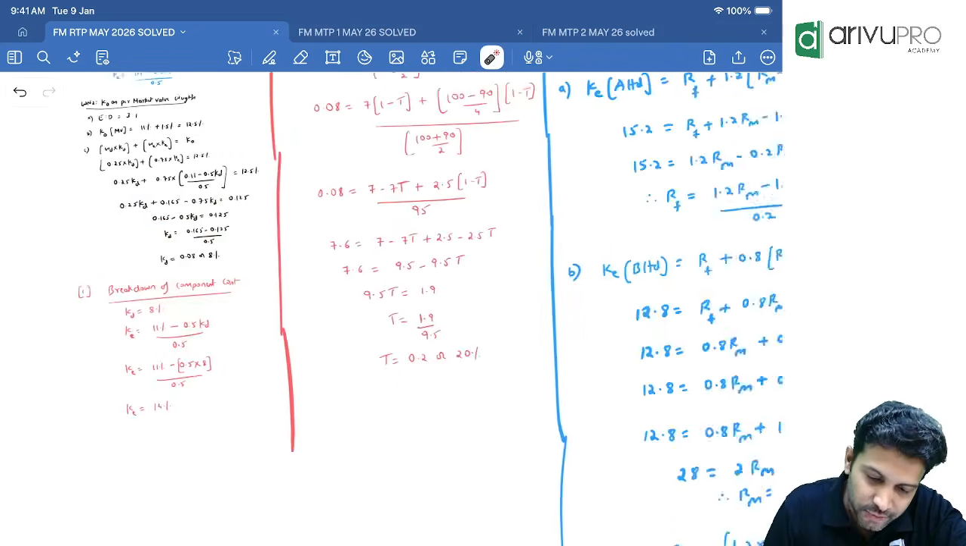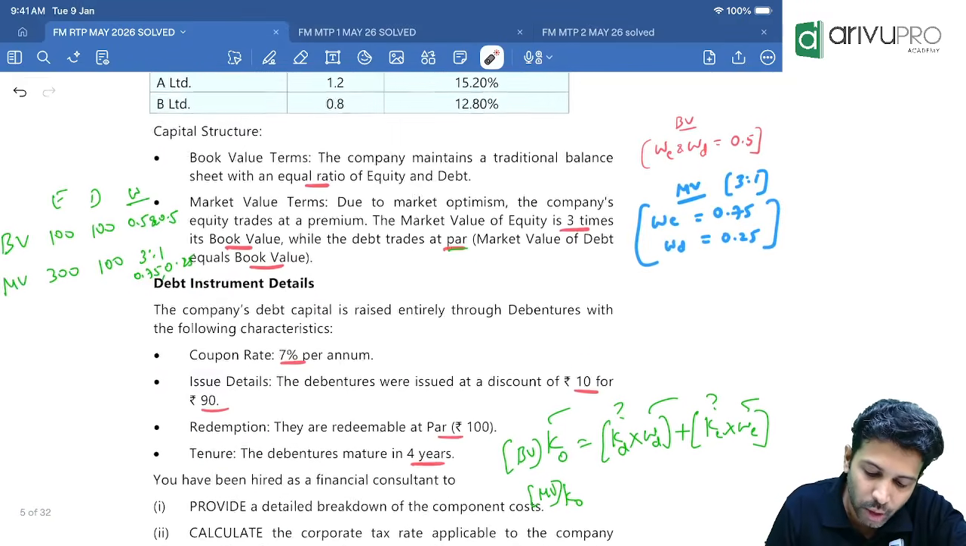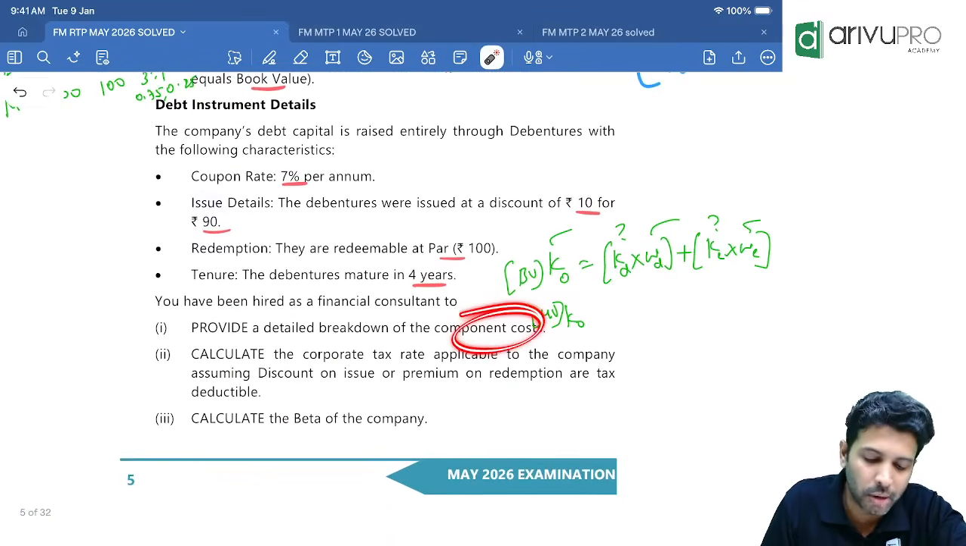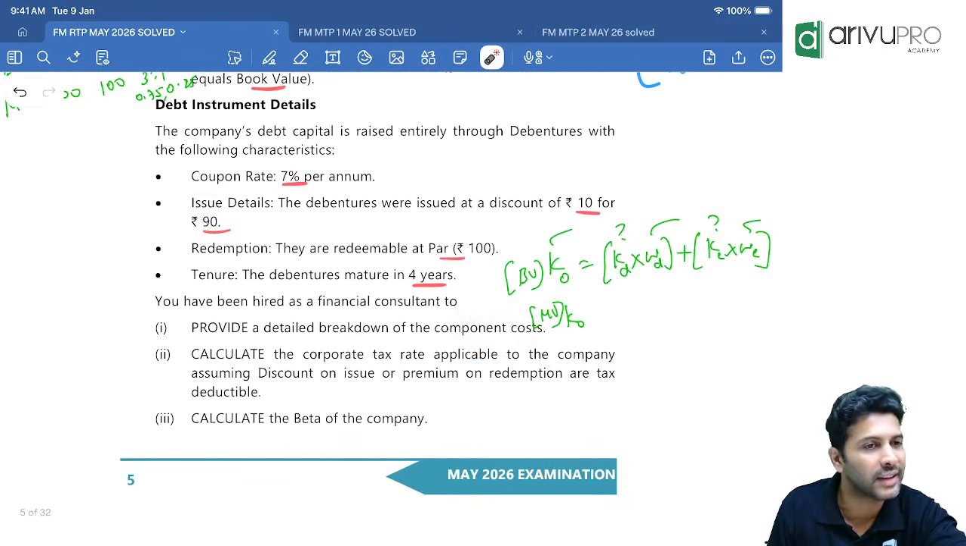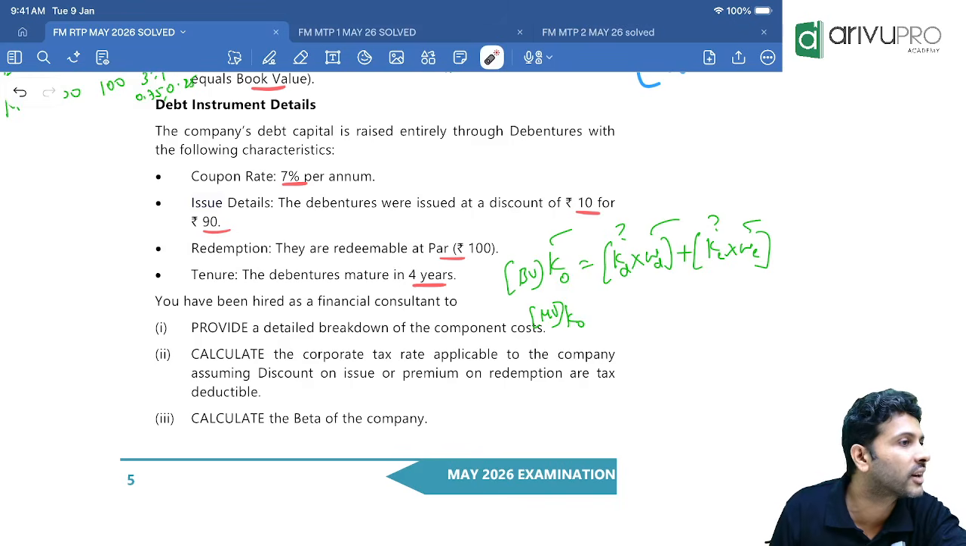So that is the first requirement of the question: breakdown of component costs. Component cost means KD and cost of equity found. Can we read the second requirement? Now read the second requirement.